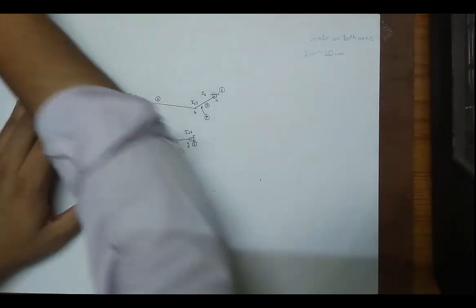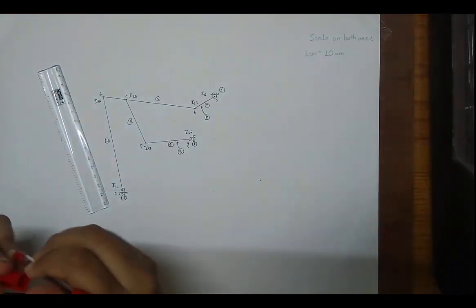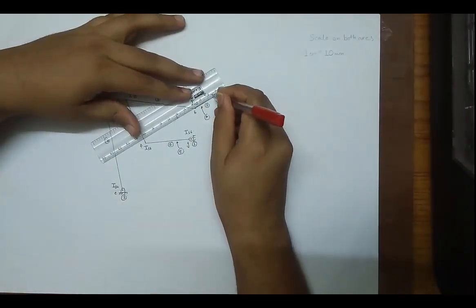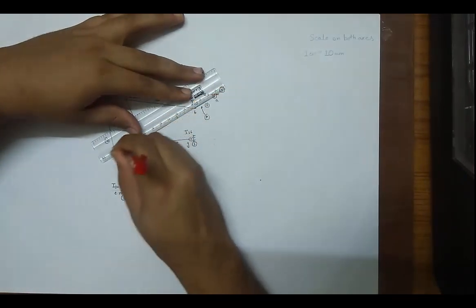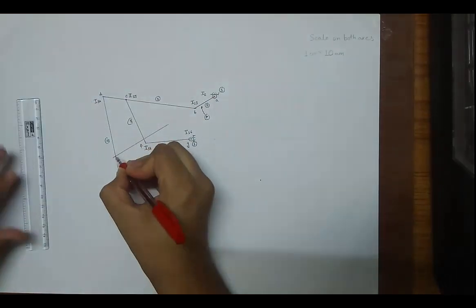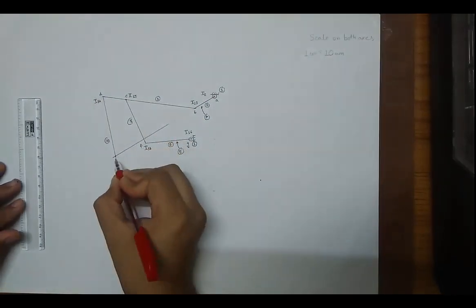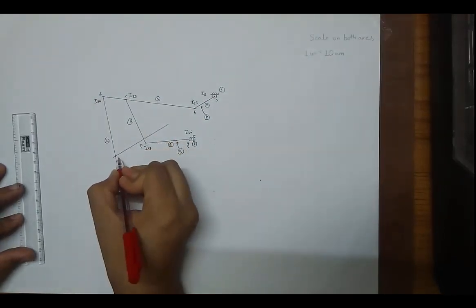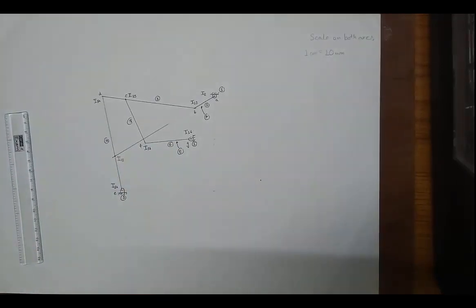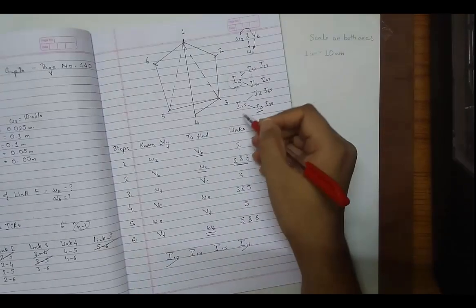Just so it is visible to you, I will use the red pen. Extend this line 1, 2, 2, 3, and extend this line 1, 4, 3, 4. It will intersect over here at this point. This becomes your I13. Now I have found I13.